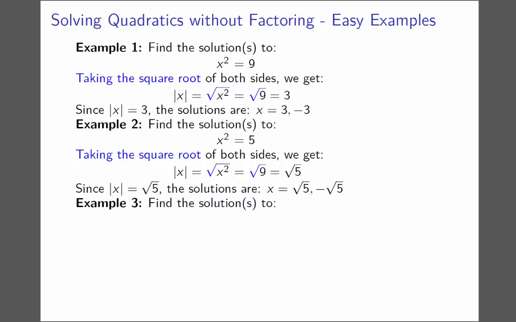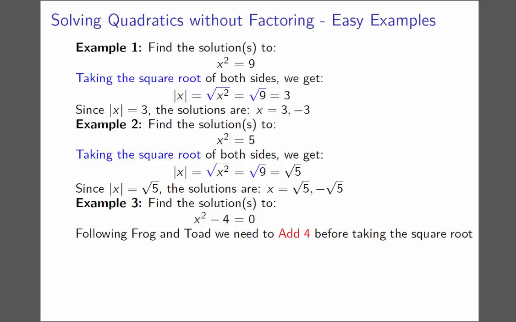In our last example, we want to find solutions to the equation x squared minus 4 equals 0. Here, there are two actions happening to x. First we square it, and then we subtract 4. So following Frog and Toad, to undo these two actions, we first add 4 before we take the square root.